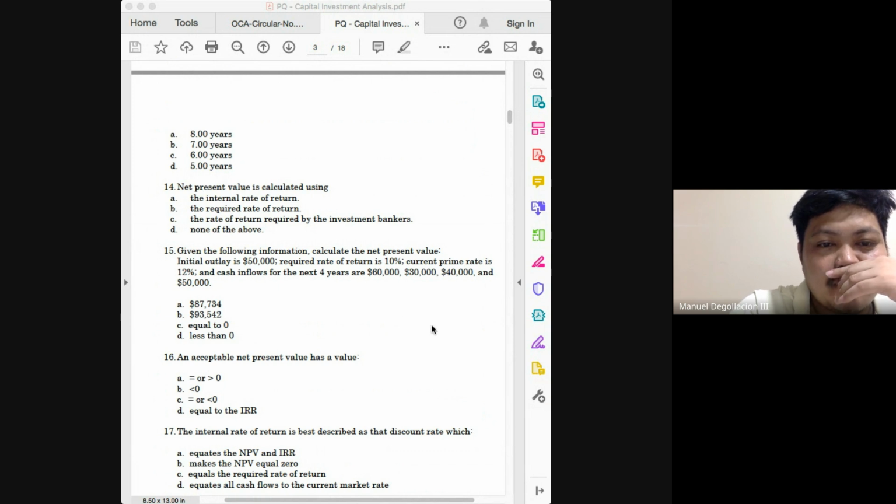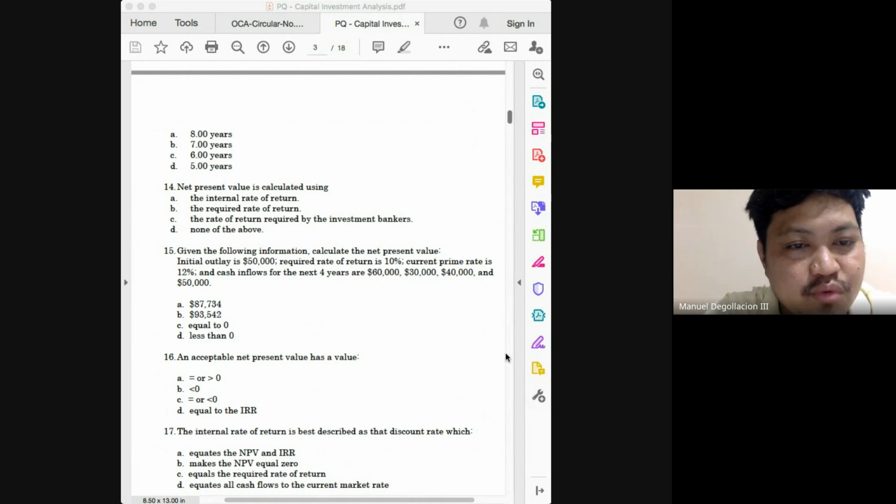Given the following information, calculate the net present value. Initial outlay is 50,000. Required rate of return is 10. Current prime rate is 12. And cash flows for the next 4 years are 60, 30, 40, and 50.